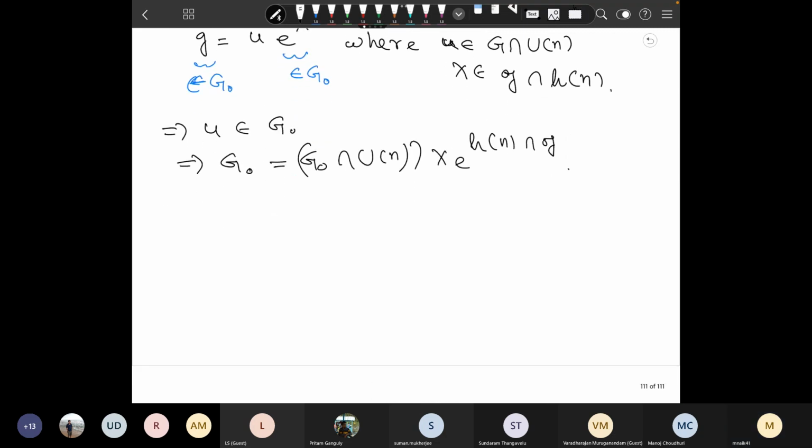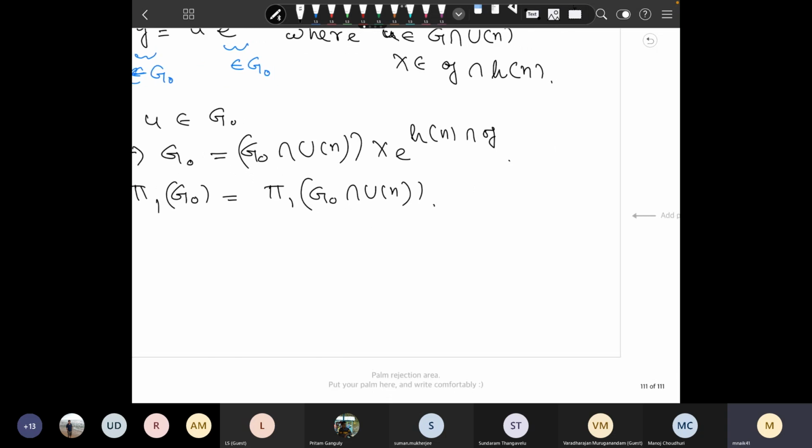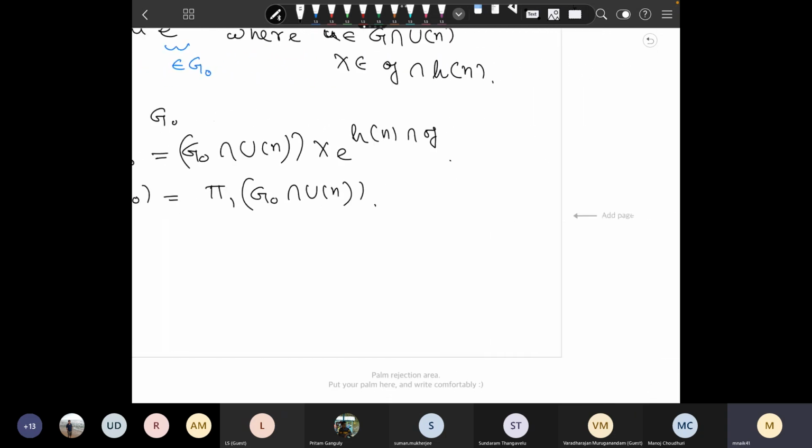Now, what mostly we are interested in from here is that pi 1 of G naught is equal to pi 1 of G naught intersection UN. It will be useful later.